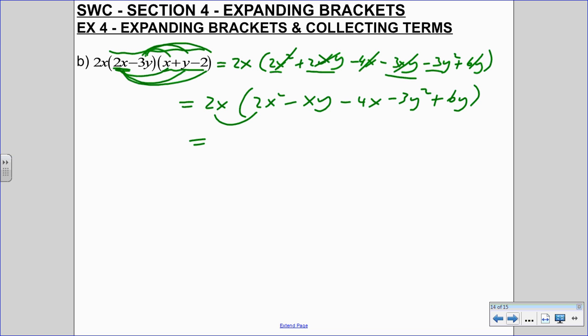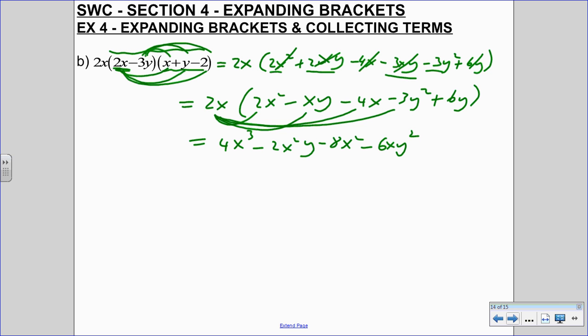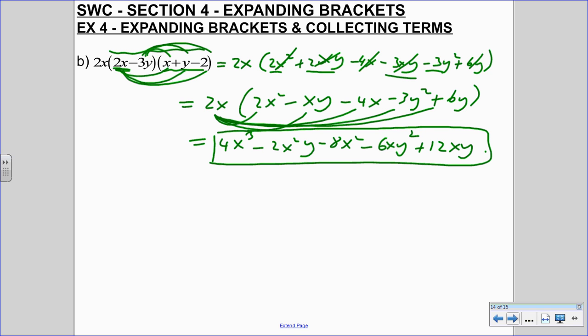So 2x times that, we've got to hit every number. So 2 times 2 is 4. x times x squared, x cubed. 2x times minus xy, so minus 2x squared y. 2x times minus 4x, so that's minus 8x squared. 2x times minus 3y squared, so that's got to be minus 6xy squared. 2x times 6y, so that's got to be plus 12xy. And there we go, they're all collected up and put together because we did it early here. You see? There's nothing else we can do to simplify those terms.